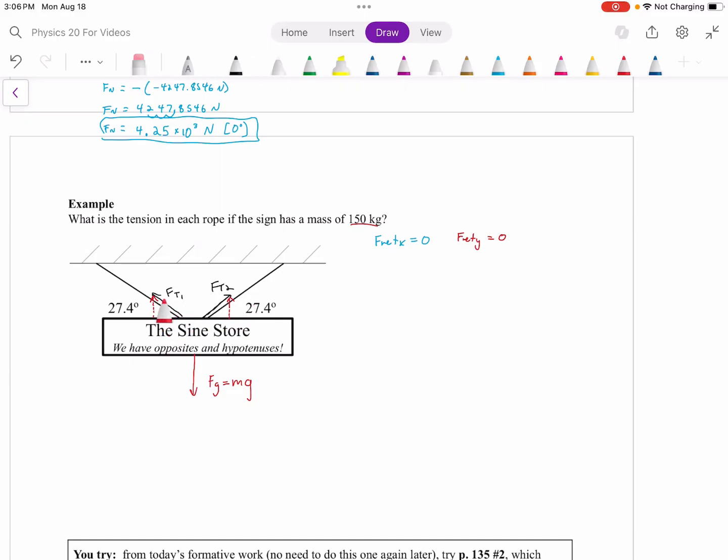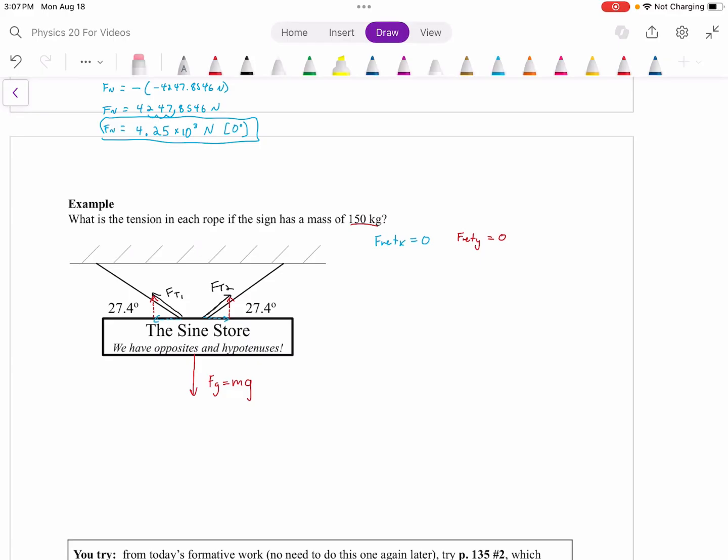And because these angles are the exact same, that actually makes our lives kind of easy here because we know that this tension and this tension need to be the exact same. Otherwise, their x components couldn't be the same because of the fact that they're at the same angle. If the angles were different, it wouldn't be quite so simple. But because the angles are the same, the hypotenuse needs to be the same in order for the x components to be the same. And therefore, the y components also need to be the same.